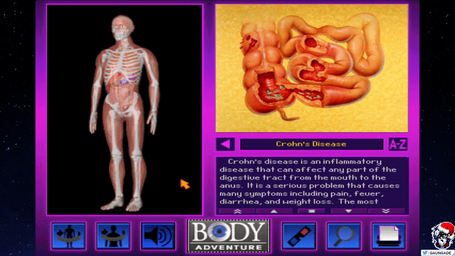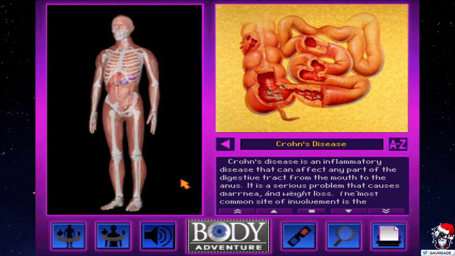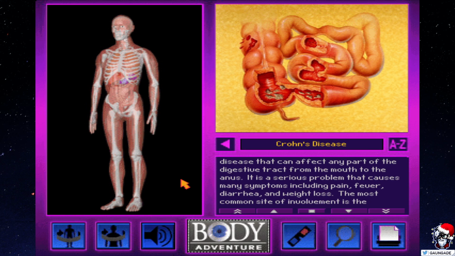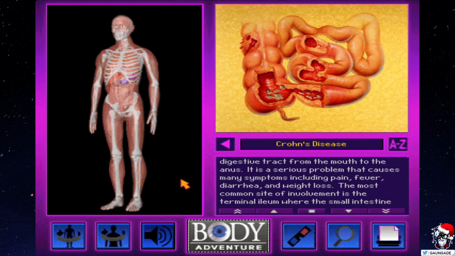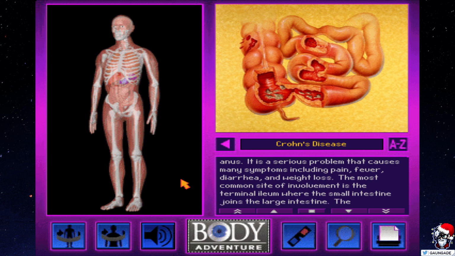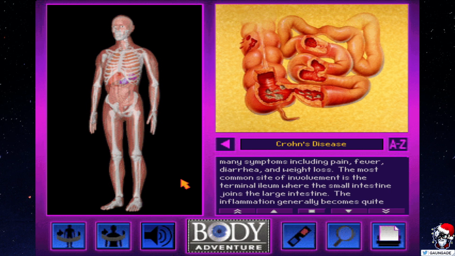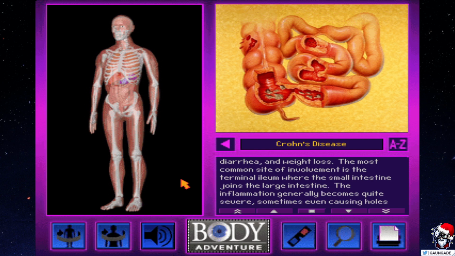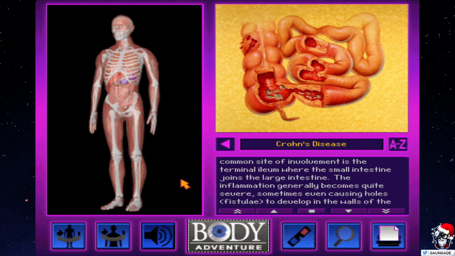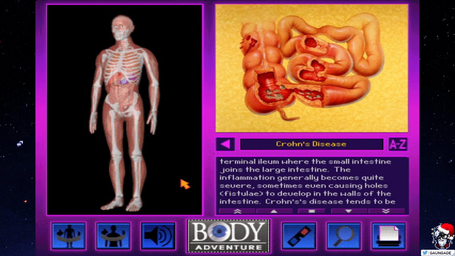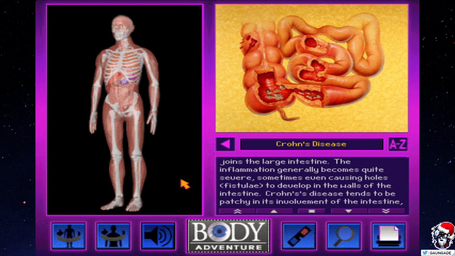Crohn's disease is an inflammatory disease that can affect any part of the digestive tract from the mouth to the anus. It is a serious problem that causes many symptoms including pain, fever, diarrhea, and weight loss. The most common site of involvement is the terminal ileum, where the small intestine joins the large intestine. The inflammation generally becomes quite severe, sometimes even causing holes, fistulae, to develop in the walls of the intestine.